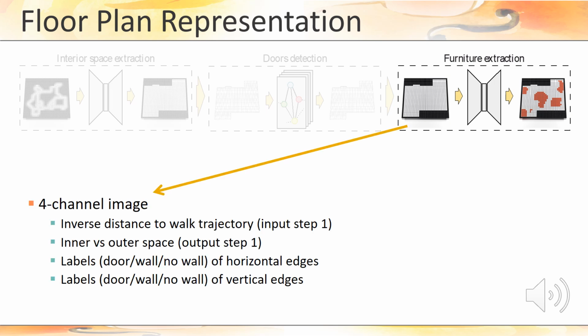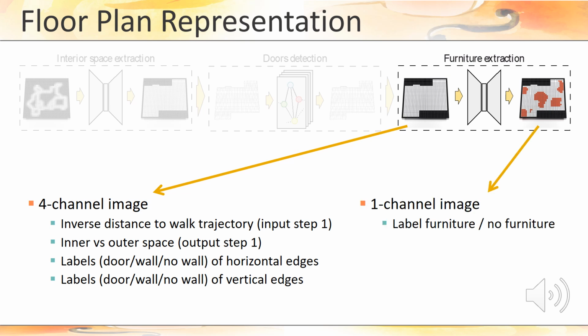Differently from the first network, the input is a 4-channel image. The first and second channels contain the inverse distance to the walk trajectory and a binary mask encoding the inner and outer space. The third and fourth channels contain a labeling of the horizontal and vertical edges of the grid, where each label denotes whether an edge lies on a door, on a plain wall section, or does not correspond to a wall at all.